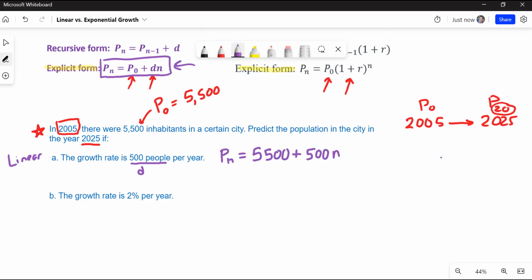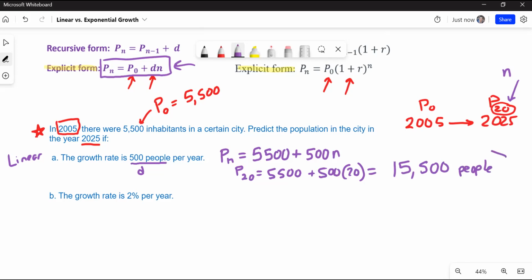Okay, so we're supposed to use this model to predict the population in the year 2025. So we're going to be plugging in n equals 20. All right, so p sub 20 is 20 years later, 5,500 plus 500 people per year for 20 years. We're going to grab a calculator and type this in: 5,500 plus 500 times 20. I have 15,500 people. Okay, so that's where the population would be.